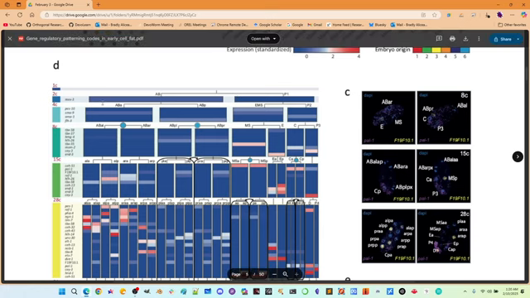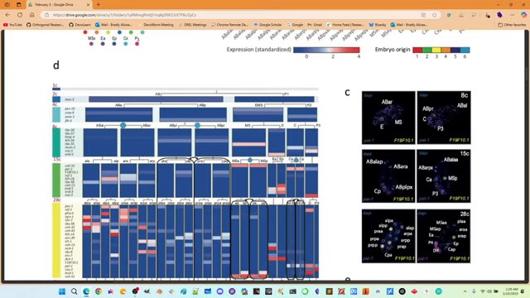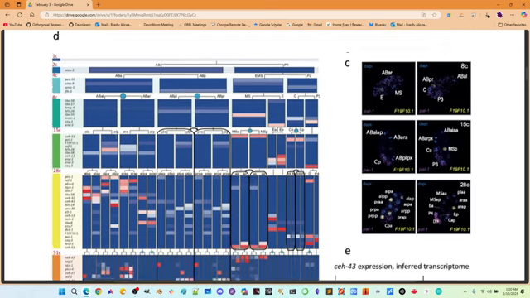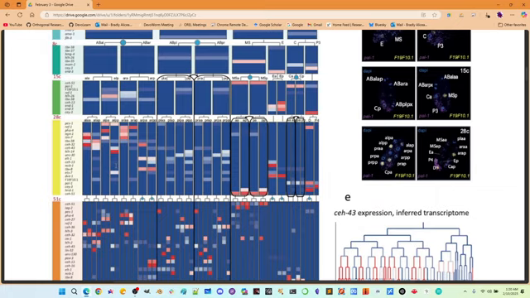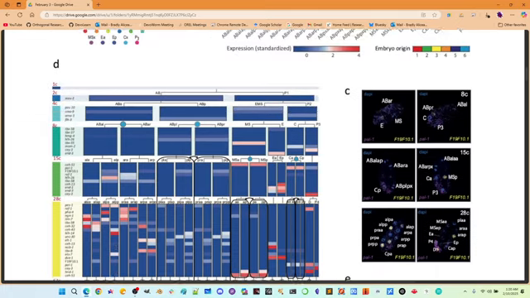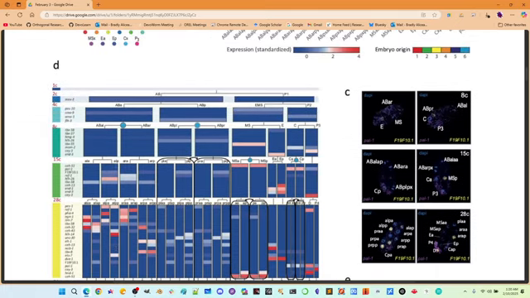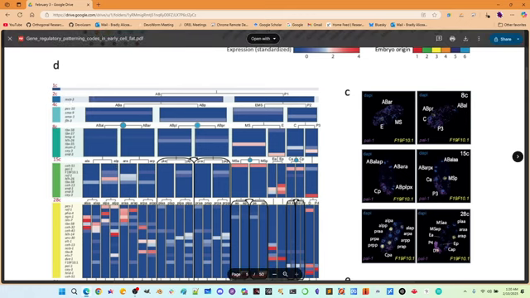And everything that's dark blue is expressed at background. Everything that's a lighter shade leading up to red is expressed more highly. So red is high expression, dark blue is low expression, and everything in between red and blue, the lighter colors, are moderate amounts of expression. So we see nothing in AB and P1 for MEX3.